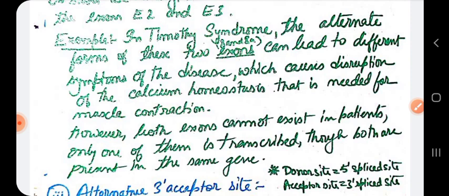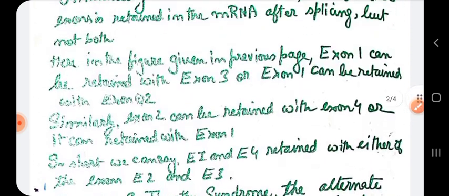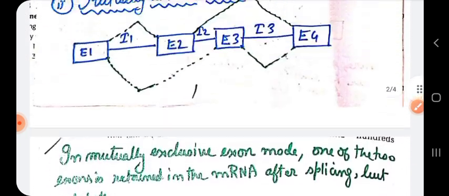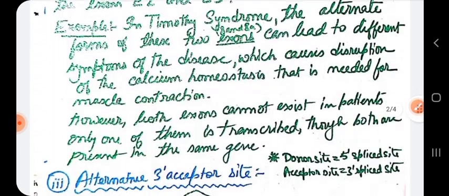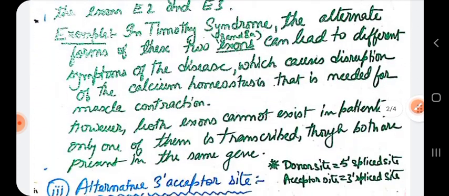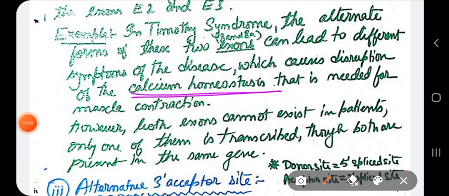I think you have understood this part about mutually exclusive exons. The best example is Timothy syndrome, where the patients will have either exon number 8 or exon 8A. Not both of the exons will be present, but both of them lead to the disruption of your calcium homeostasis, which is needed for your muscle contraction and relaxation.